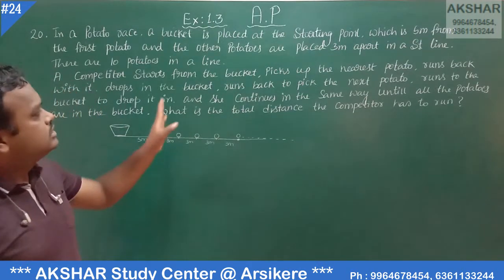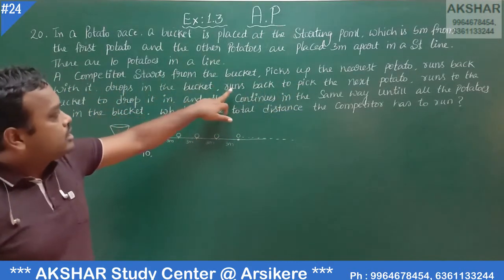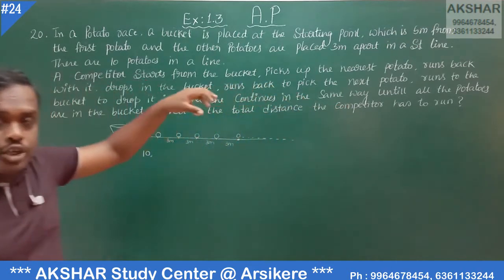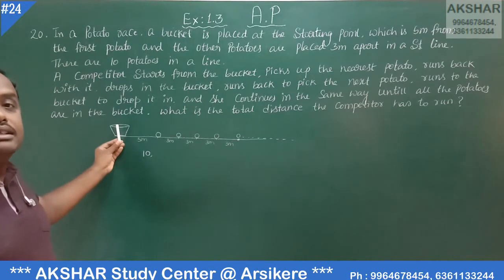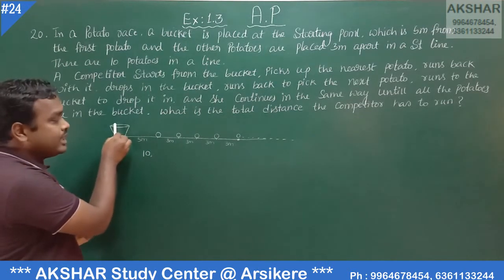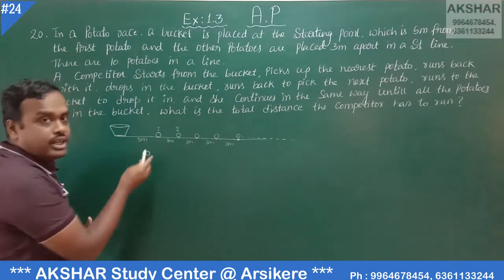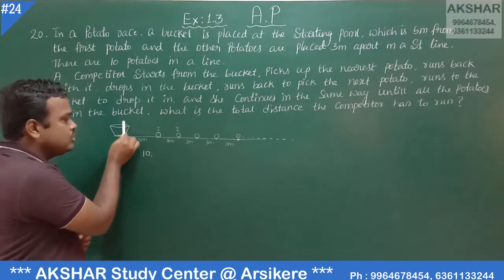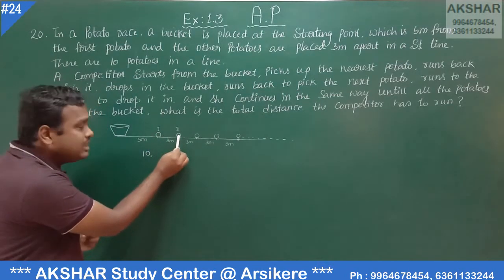Okay, next, let us continue. The competitor runs back to the bucket, and then runs to pick the next potato again. After dropping the potato in the bucket, the competitor is again at the bucket. Now that competitor has to run to pick the second potato. See, the first potato is already over, this is the second potato. So tell me children, what distance does that competitor have to travel to pick the second potato? Exactly correct.